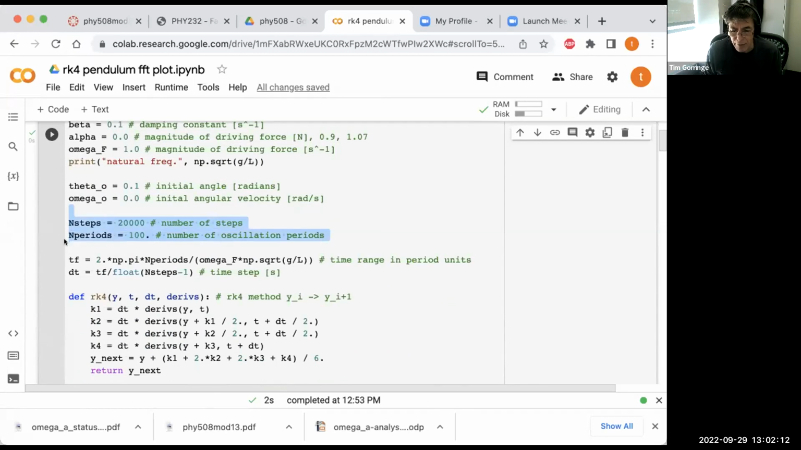Here are the parameters that determine the discrete time over which I'm going to follow the pendulum's motion. So I'm going to follow the pendulum's motion for 100 periods, 100 cycles. So this might be 100 natural frequency periods if I'm doing the damped pendulum. This might be 100 driven periods if I'm doing the driven pendulum. And for those 100 periods, I'm going to make 20,000 discrete steps. So one natural frequency cycle or one driving frequency cycle is going to correspond to 200 samples. So one sample is 1/200th of the driving period or the natural period.